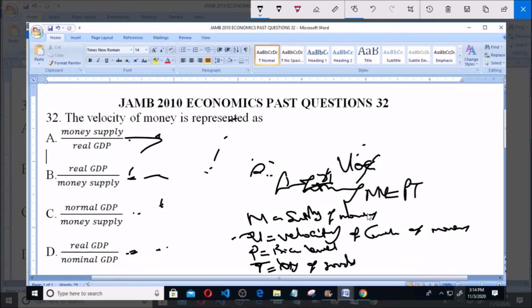So from our formula and from our definition, money supply over real GDP is the answer. So option A is the correct answer.